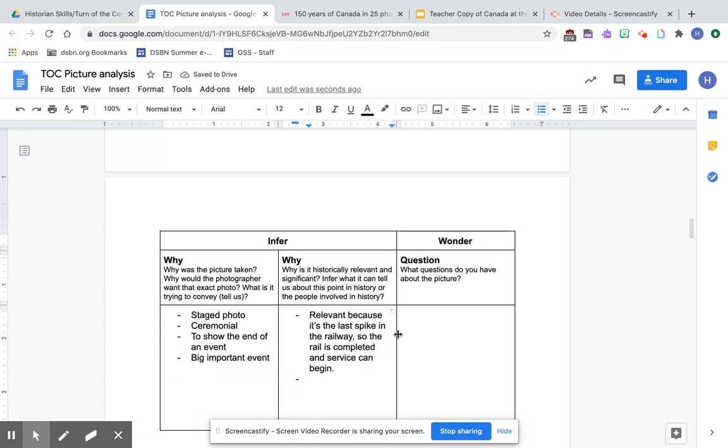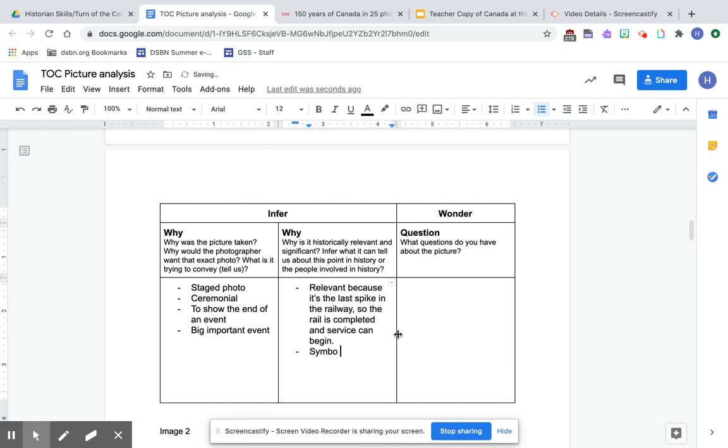It very much is a symbol for transportation at this time and connection. A railway was how you could travel from one end of the country to the other, and it was how you would get around, because cars are slowly starting to be developed, but at this point in 1885, it's not something that everyone can afford or has or is common. So railways became a huge connection for the country. So infer what it can tell us about this point in history or people involved.